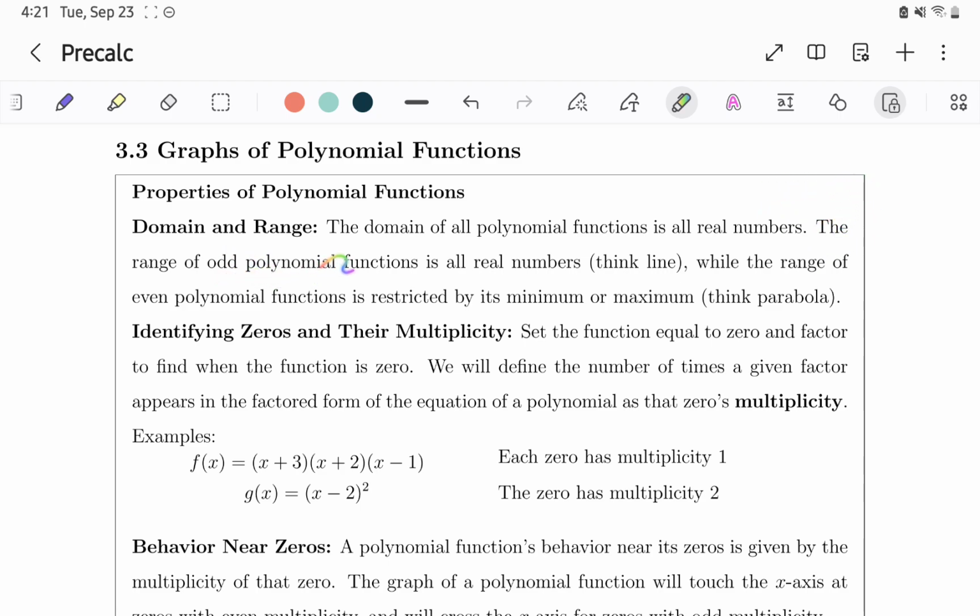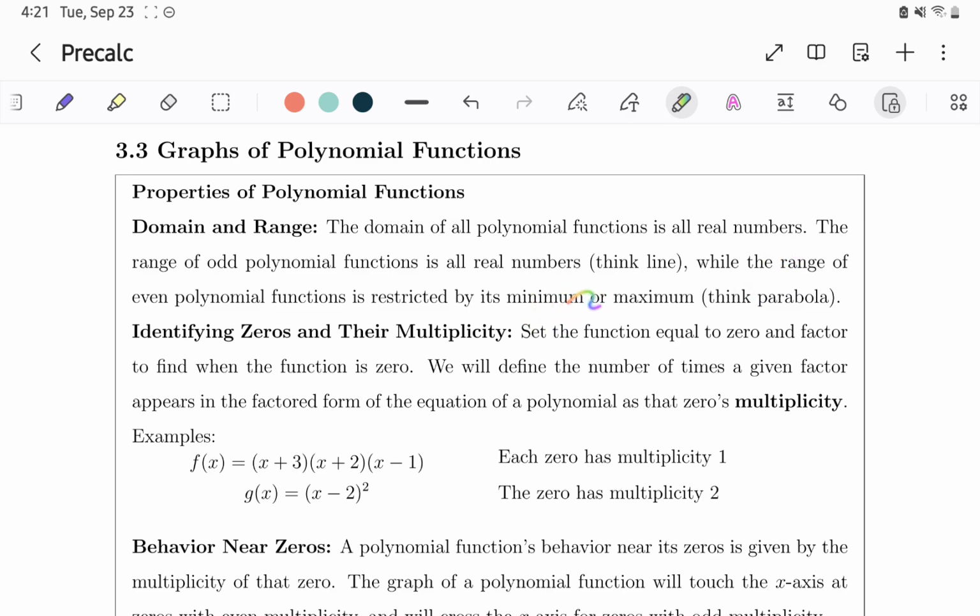And the range of odd polynomial functions is going to be all real numbers. We could realize this again by just thinking of any linear function with non-zero well-defined slope. While the range of even polynomial functions is going to be restricted by its minimum or maximum.